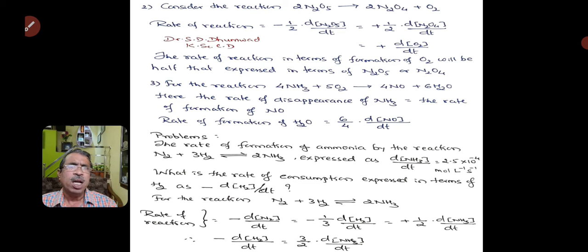Now, for the reaction N2 + 3H2 gives rise to 2NH3. It means 1 mole of nitrogen combines with 3 moles of hydrogen to form 2 moles of ammonia. The rate of this reaction can be given as minus d[N2]/dt equals minus 1/3 into d[H2]/dt, which is equal to plus 1/2 into d[NH3]/dt. Therefore, minus d[H2]/dt is equal to 3/2 d[NH3]/dt.